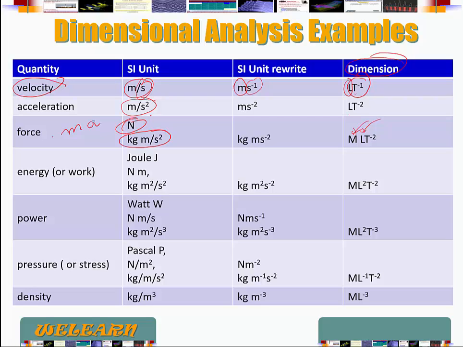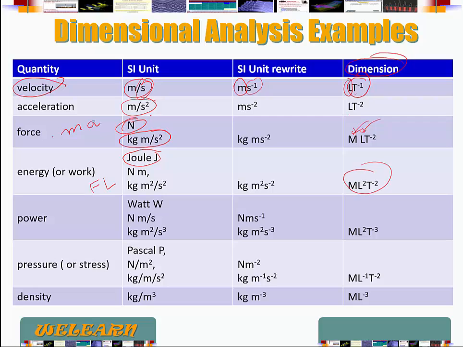Energy or work has the same unit as force times length, which is newtons times meters. We call that actually a joule. And newtons times meters is kilogram meter squared per second squared, which is kilogram meter squared seconds to the power minus 2. Mass, length to the power 2, time to the power minus 2. That's the dimension in dimensional analysis.